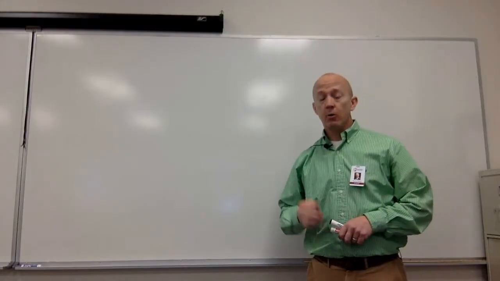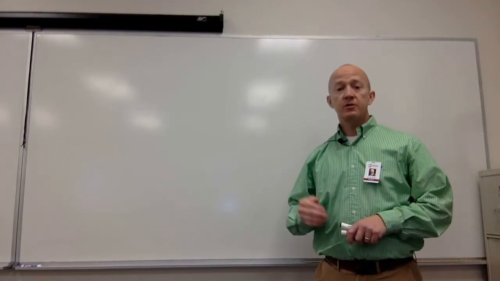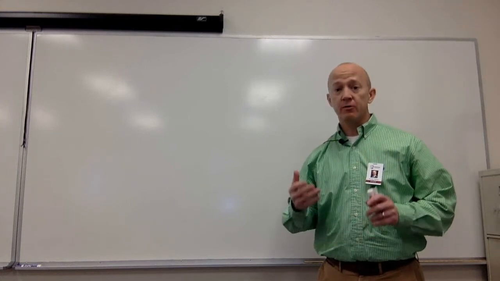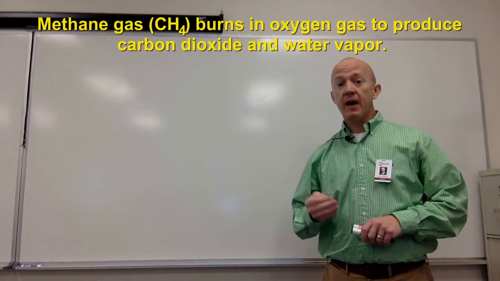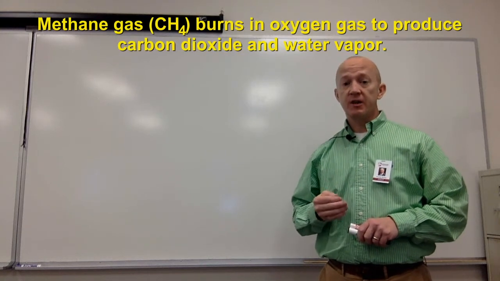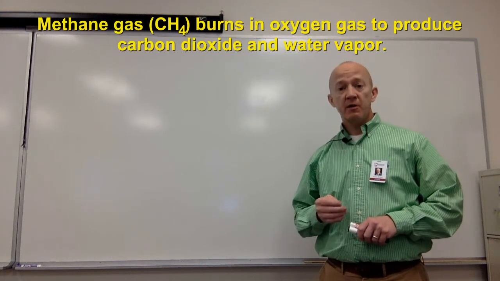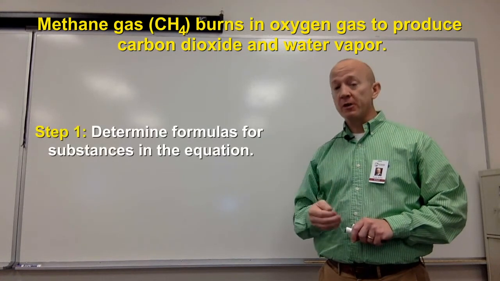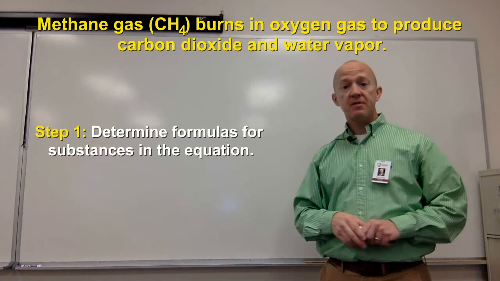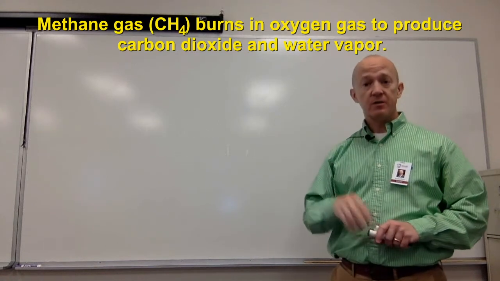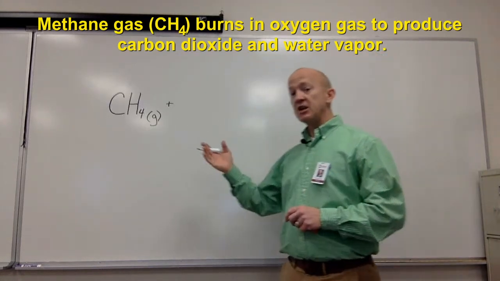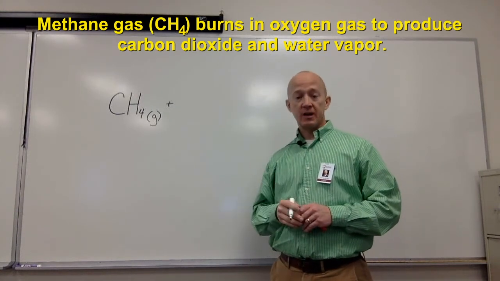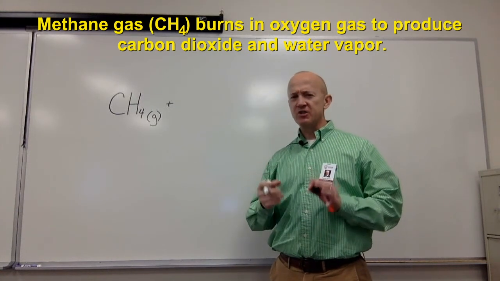Now let's try taking a word equation, converting it to a skeleton equation, and then balancing it to form our final chemical equation. Methane gas burns in oxygen gas to produce carbon dioxide and water vapor. Let's start by figuring out the formulas for each of these substances. Methane is given to us in the word equation, CH4. So we write CH4 and designate that it's a gas. Next we have oxygen gas. How would we write oxygen gas?